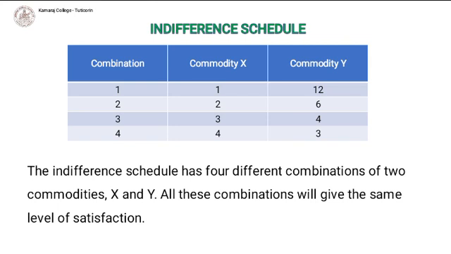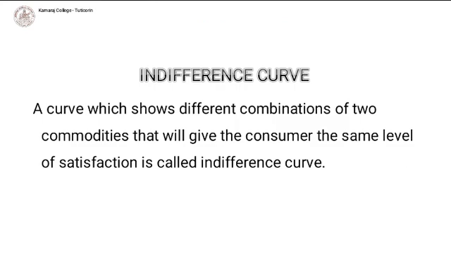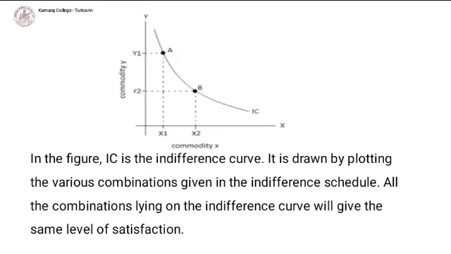Indifference curve. A curve which shows different combinations of two commodities that give the same level of satisfaction is called an indifference curve. All the combinations give equal satisfaction, so the consumer is indifferent among them. The indifference curve is also known as the satisfaction curve. In this figure, IC is the indifference curve. It explains various combinations given on the indifference curve. These combinations will give the same level of satisfaction.